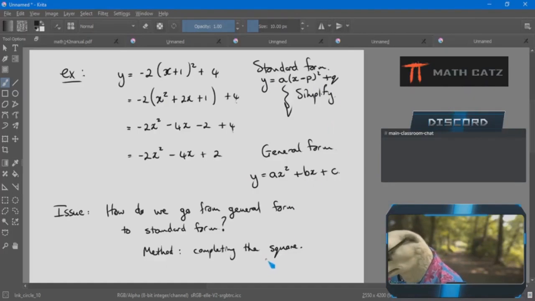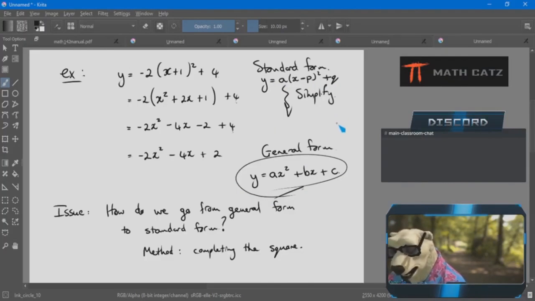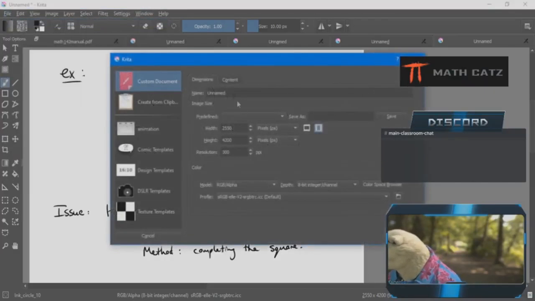So before we go into this method, is everyone at least clear on what we're trying to do? Given this general form, how do we make it look nice so we can see the transformations? That is our goal. All right. Now let's do it. I have 1.6, number 3 as the one I want to do.